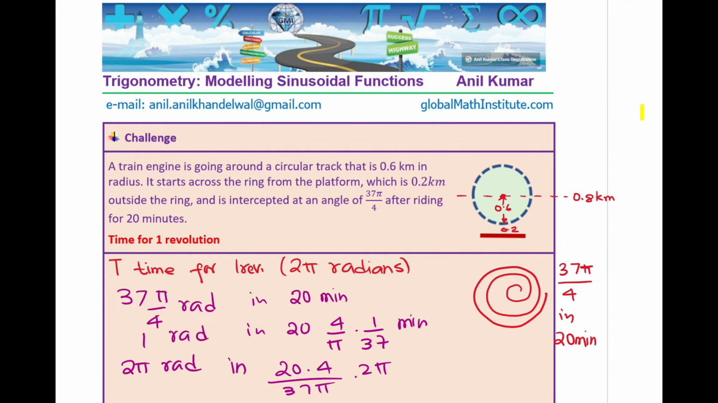So that is how you can get the time for 1 full revolution, which is basically 2 pi radians, right? So we can cancel and simplify a bit, and that gives you the answer as what? 20 times 4 is 80, 80 times 2 is 160, right? 160 over 37 minutes. So that is the time for 1 revolution, and therefore we have the first answer, which is that the time period t should be equal to 160 over 37 minutes.